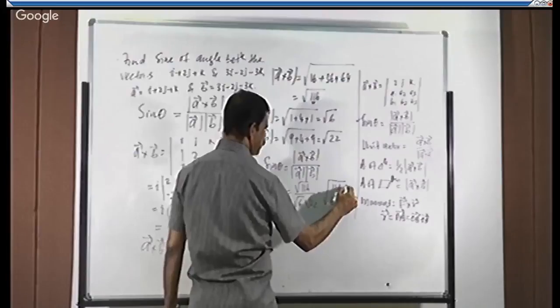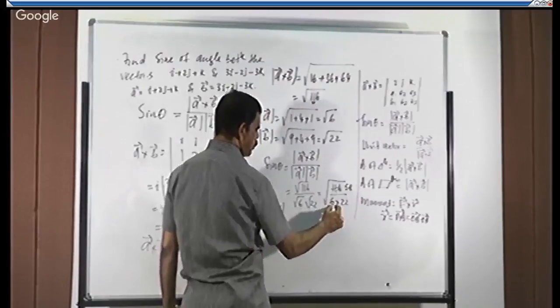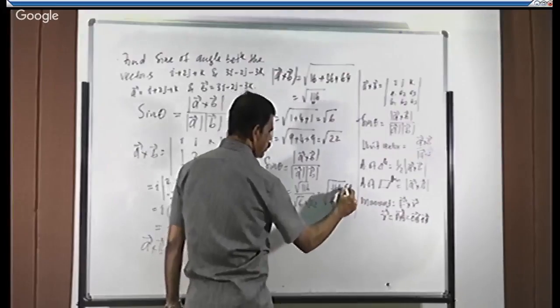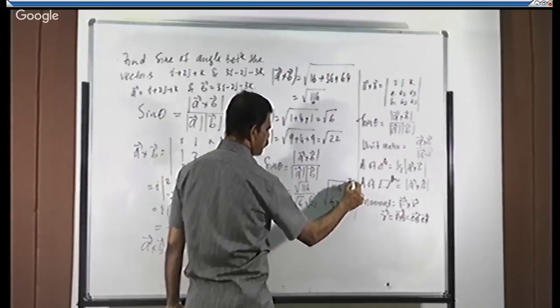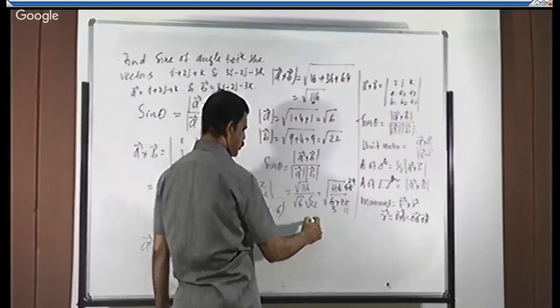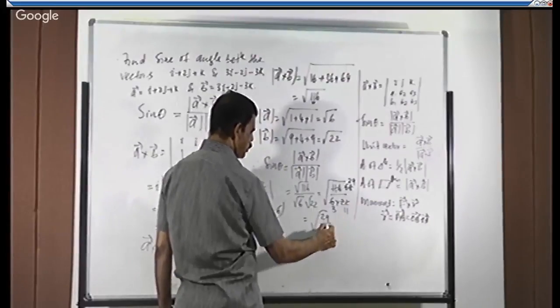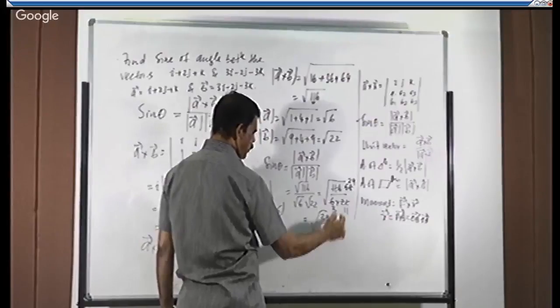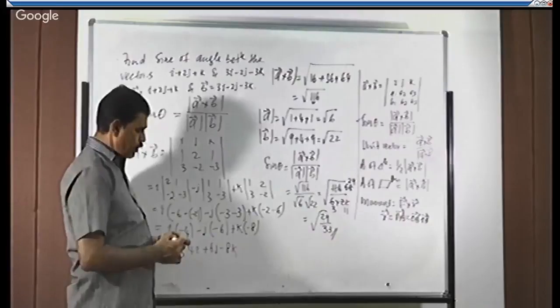2 5s are 10, 2 8s are 16, 2 3s are. Again, we can cancel it by 2. 2 2s are 4, 1 remains, 2 9s are 18. That is 11. That is equal to root of 29 divided by 11 into 3, 33. So if it further cancels, you cancel it. Otherwise, you write the same thing.